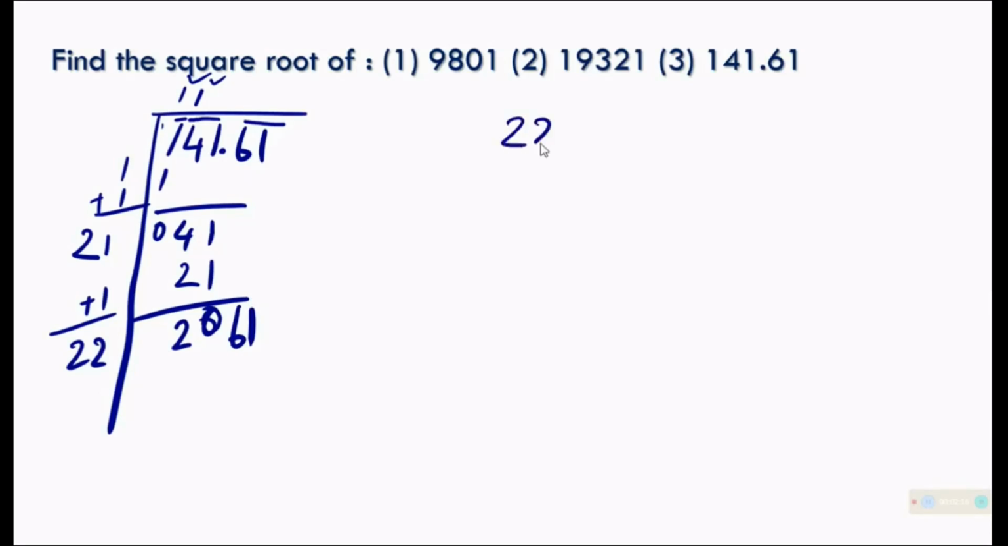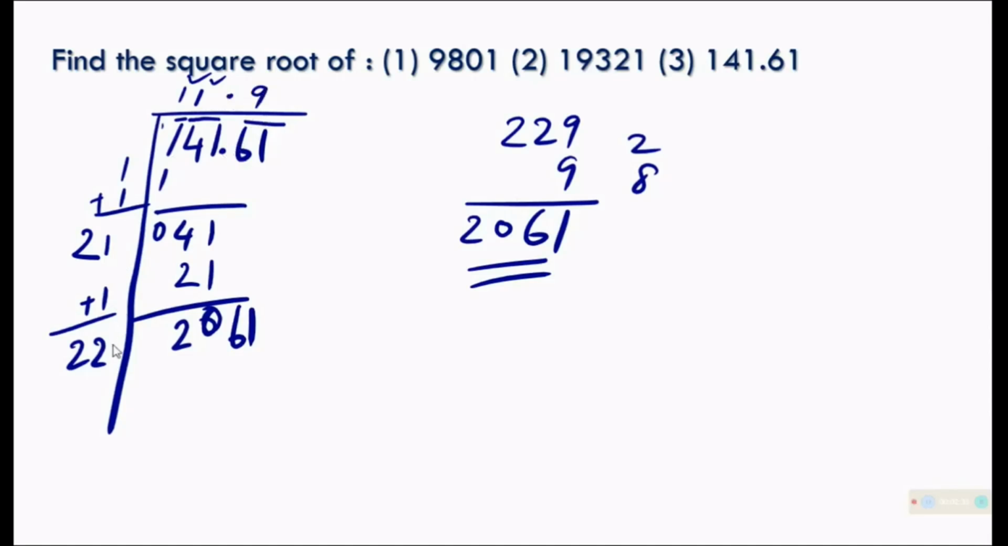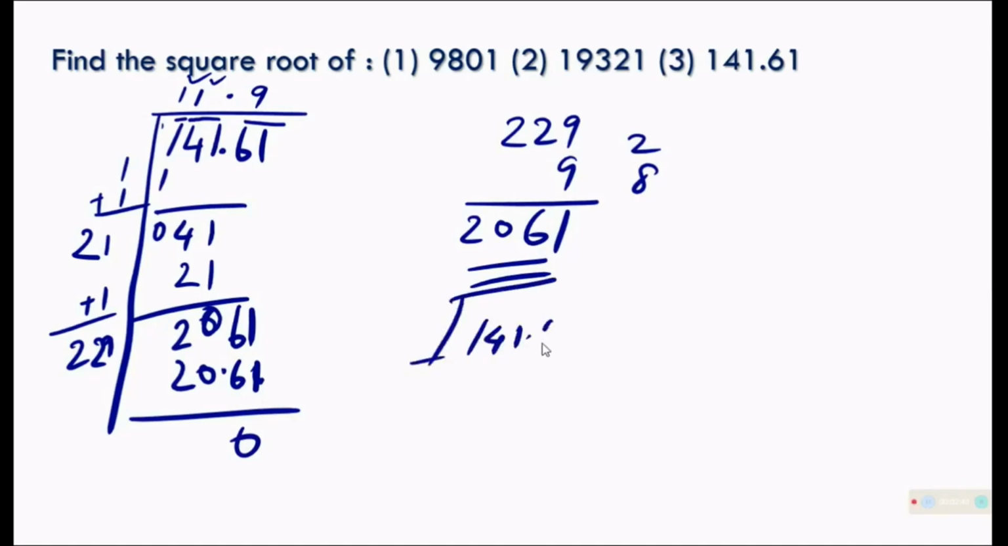Let us, as it is 1 at the end, let us try with 9. 9 9s are 81, 8 9 2s are 18 plus 8 26. 2 balance 9 2s are 18 plus 2. वो point की जगह पे point डाल के here you will put 9, here you will put 9, here you will put 61 point उधर आएगा and 0 balance आएगा. तो square root of 141.61 is equal to 11.9. By division method we found.